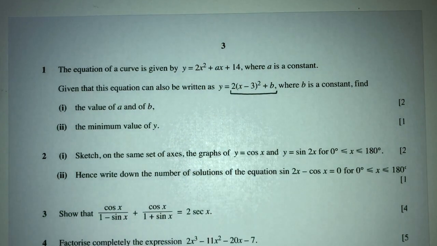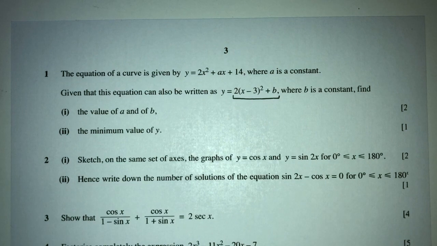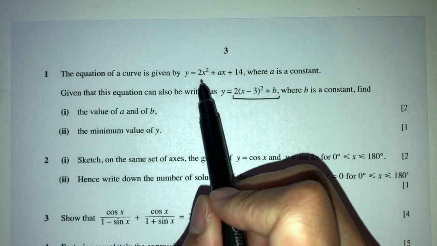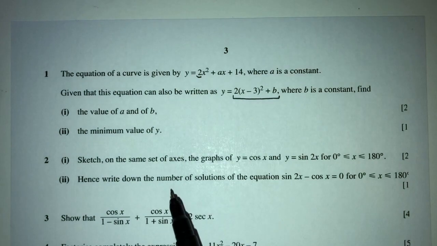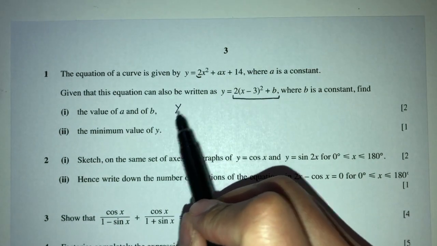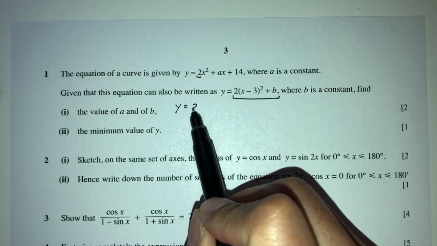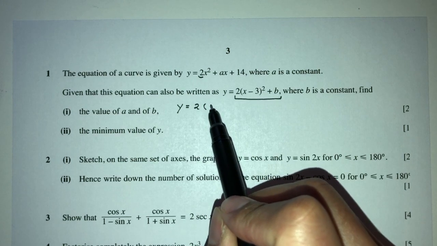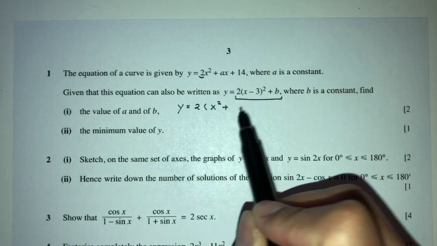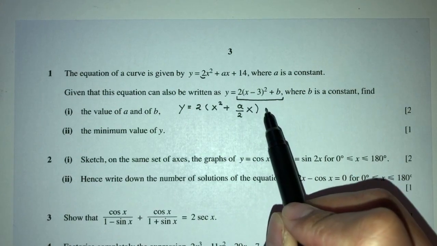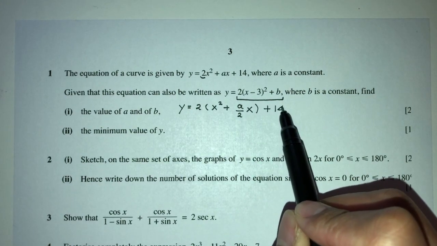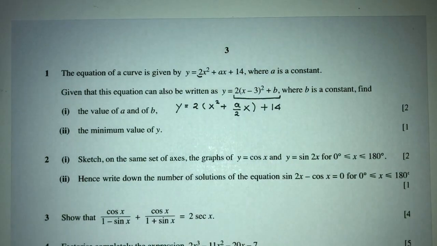Okay, so let's do this step by step. Now, to complete the squares, the first thing we need to do is look at the coefficient of x squared. In this case, the coefficient of x squared is 2, so we need to change this to 1. So you will have y. We will take out the value of 2, factorize, you will have x squared plus a over 2 x, and then we can just leave the 14 outside. We don't really care about the last constant for now.